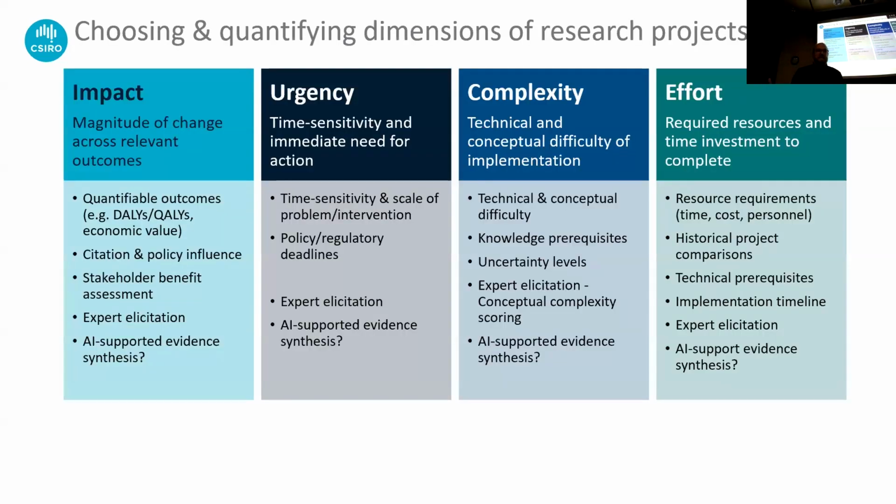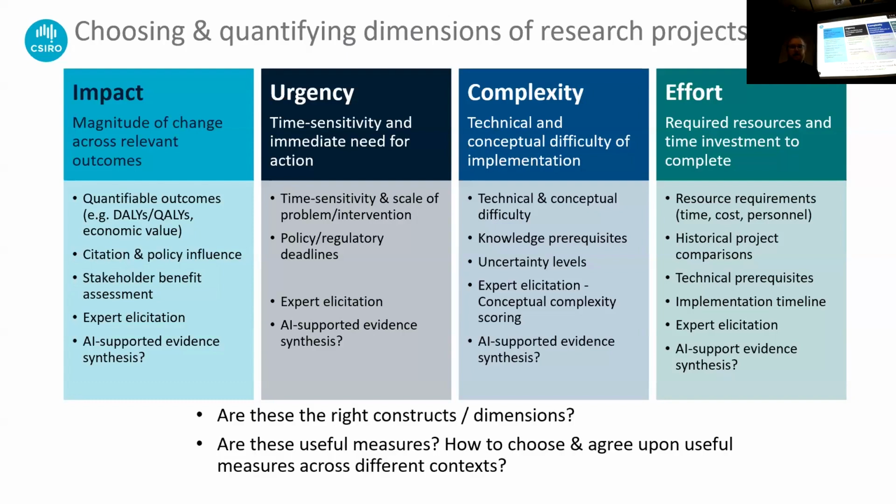So if you think this idea has legs, which I think it does, I'm interested to open up the conversation. What do you think about these dimensions? Are they useful things to be focusing on? Are there useful measures within each of those dimensions? And how could we start to get a handle on plausible quantitative measures that could reach some level of consensus?